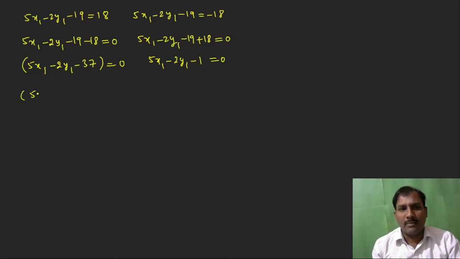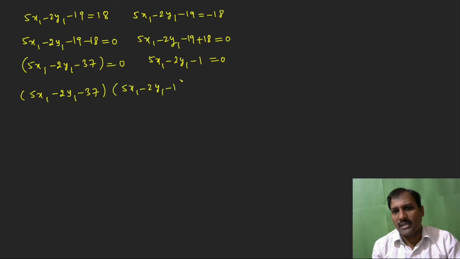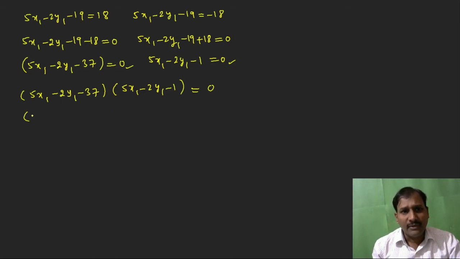Now let us multiply (5x1 minus 2y1 minus 37) into (5x1 minus 2y1 minus 1) is equal to, on the right side you will get 0 into 0 is 0. So this is the required equation of the locus of the given point. Further you can simplify. So let us see what happens here.